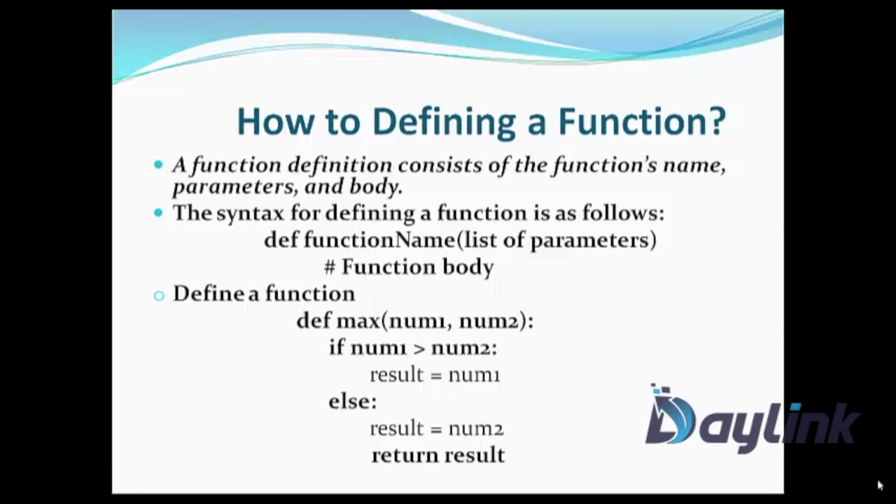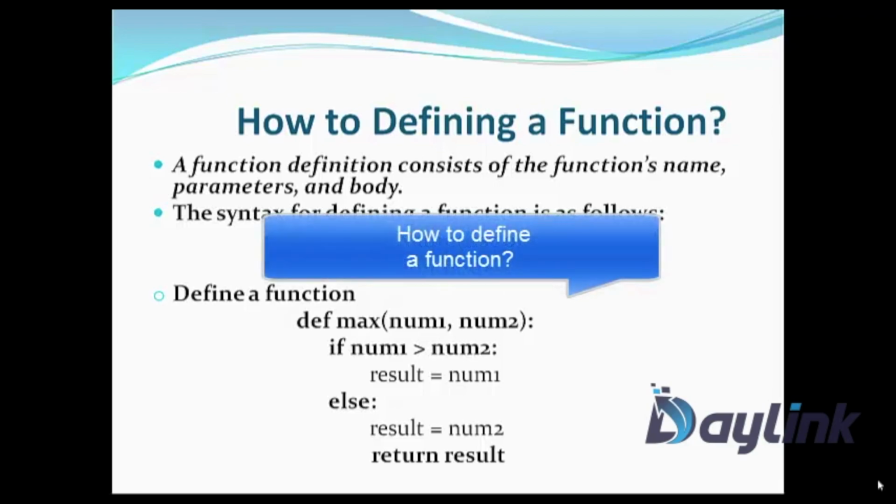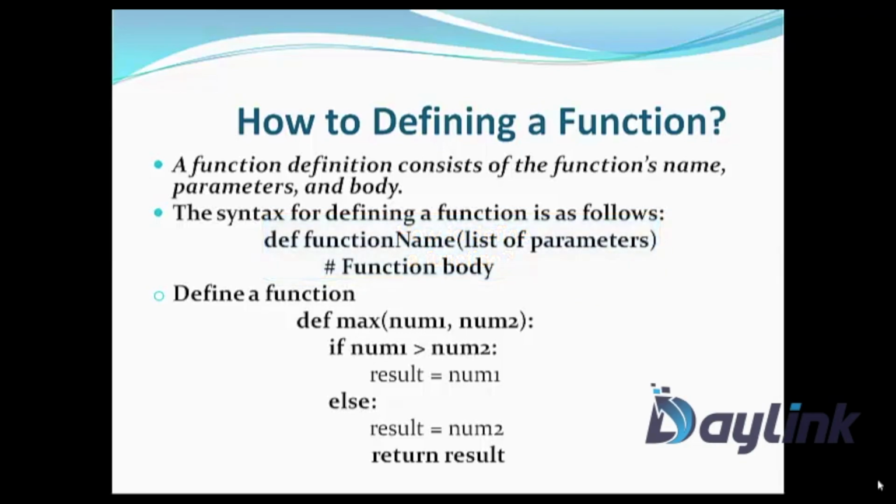About functions. First of all, we see how to define a function. A function definition consists of the function name, parameters and body. The syntax for defining a function is as follows: def, function name, in the brackets the list of parameters, and the function body. We see one example of defining a function: def max(num1, num2), and in the function body, if num1 is greater than num2, then result is equal to num1, else result is equal to num2, and return the value of result.